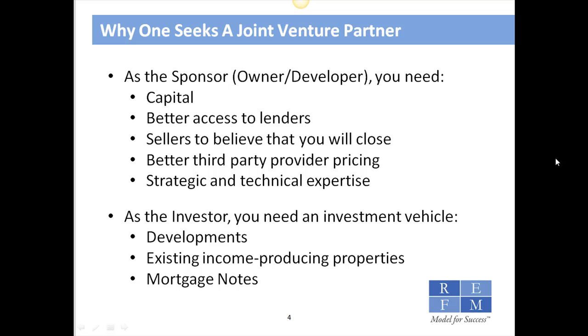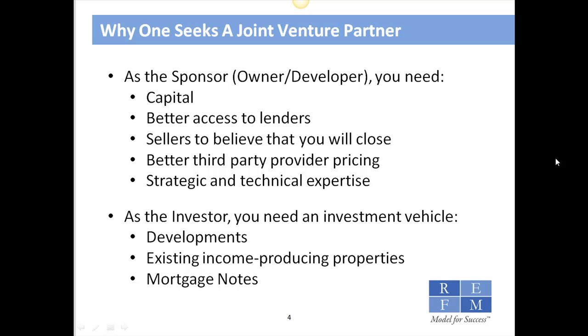Naturally, for the sponsor, accessing cash equity capital is the primary basis for partnering. But in addition to getting the needed cash to pursue a single investment or multiple investments, there are some other benefits to a sponsor in having an investor partner. The first is better access to lenders. Equity is only part of the equation, and an enhanced ability to access debt capital through investor relationships with lenders is a benefit that can give the sponsor an advantage in its pursuits.